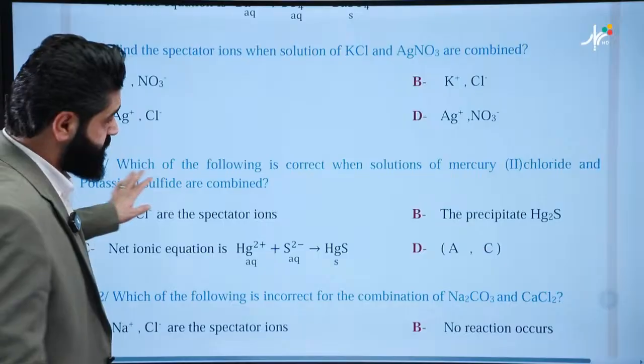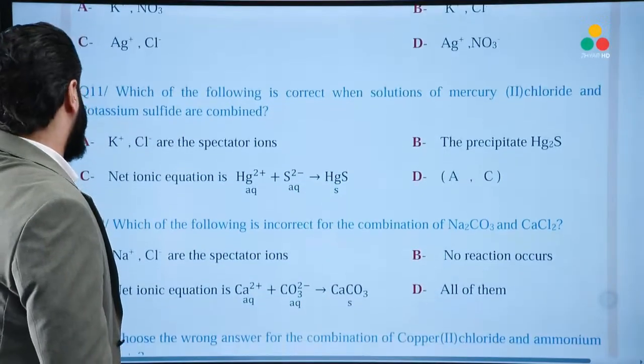Remember, these are reserved questions. Be careful, these are reserved questions.